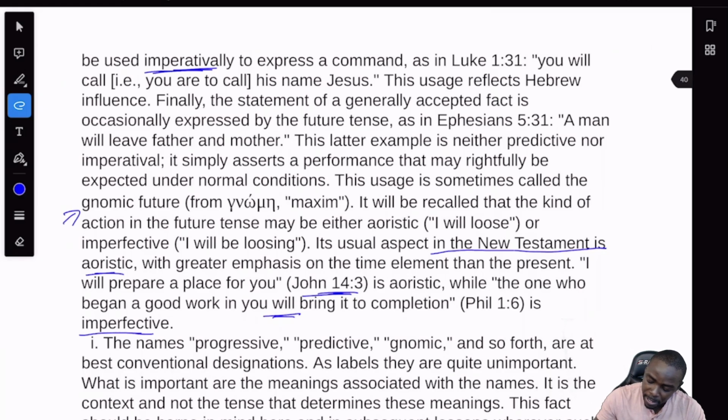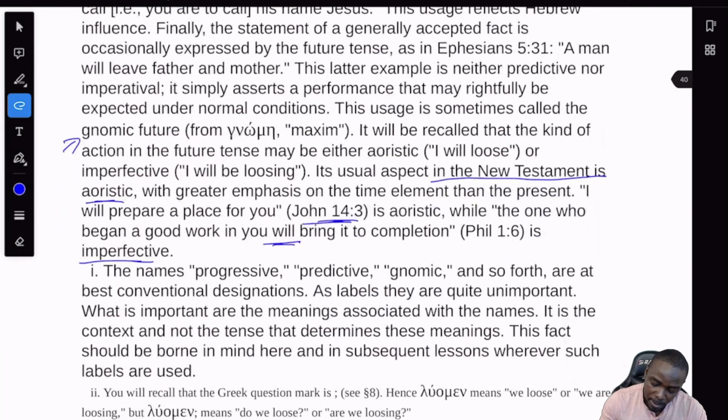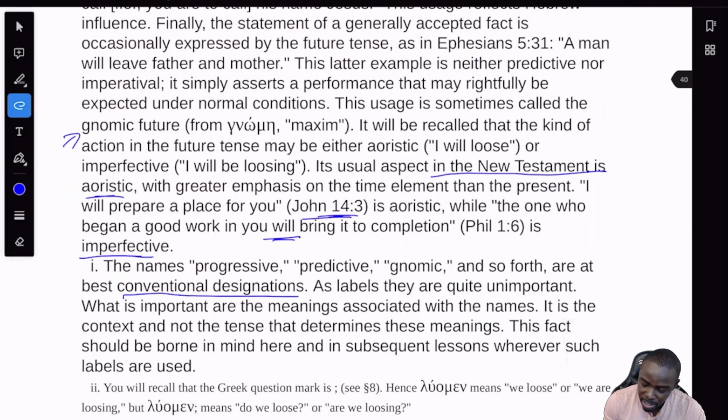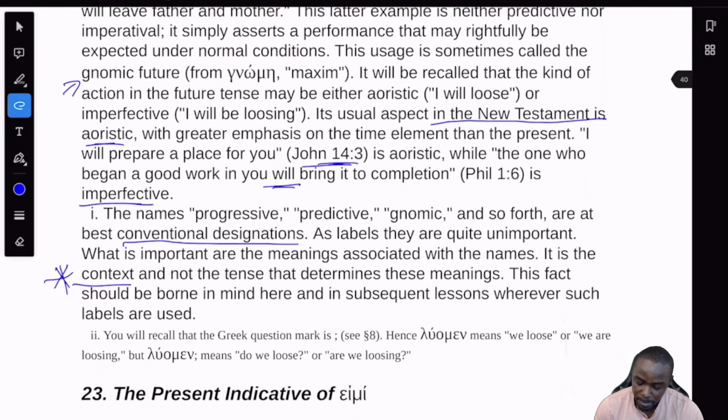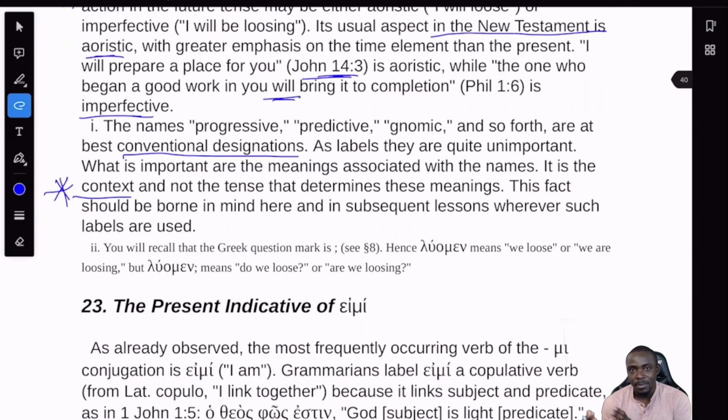So the names progressive, predictive, gnomic, and so forth are at best conventional designations. As labels, they are quite unimportant. What is important are the meanings associated with the names. It is the context. Here we go again, my friend. Context and not the tense determines these meanings. This fact should be borne in mind here and in subsequent lessons wherever such labels are used. So labels are not scripture, okay?